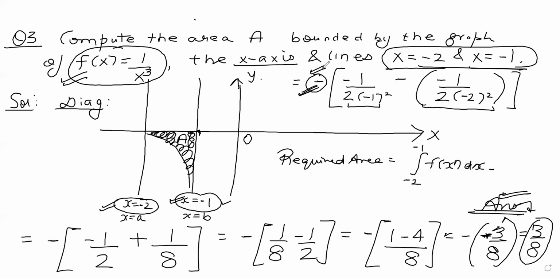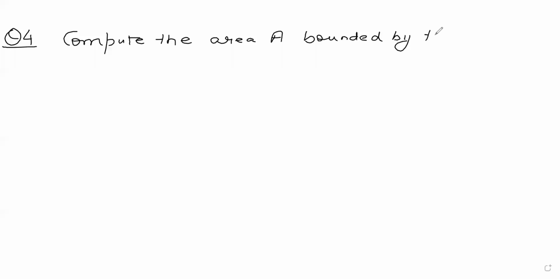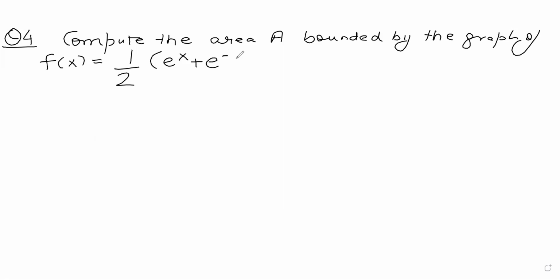Now let's look at the last question for this exercise, question 4. Compute the area A bounded by the graph of f of x equals half of e to the power x plus e to the power minus x, the x-axis and the lines x equal to -1 and x equal to 1.